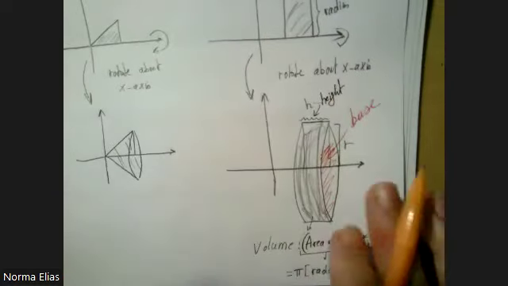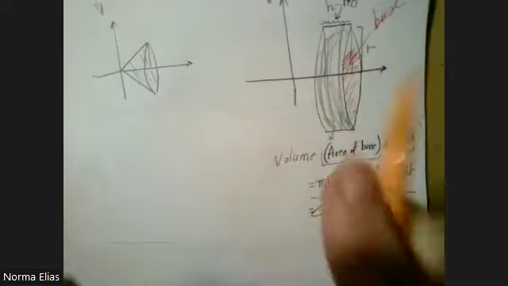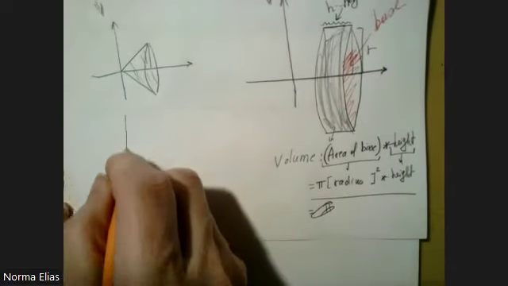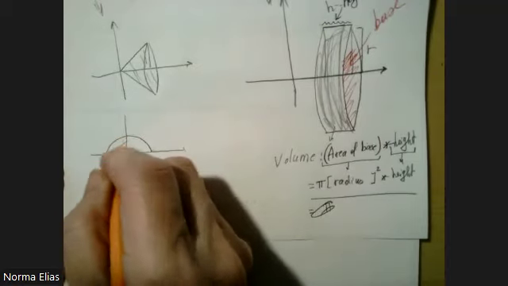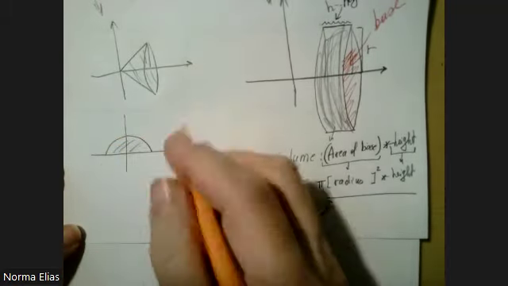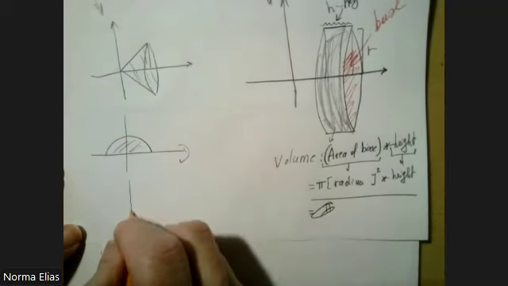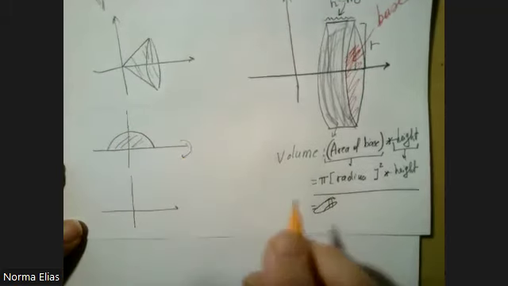So this is a simple example. A third example, you don't have to write it. Suppose I take a semicircle, a simple example, and I rotate it about the x-axis. What do I get?